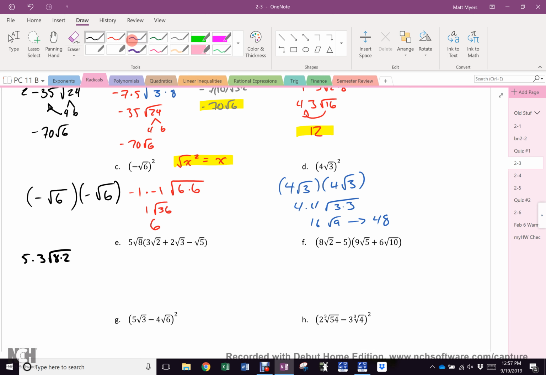Then what's the next one? Plus 5 times 2 root 8 times 3. And then what's the next one? 5 times 1 root 8 times 5. Now I just fill it out, or I just simplify it. 15 root 16, 10 root 24, minus 5 root 40. Now, if you get to there, are you wrong?